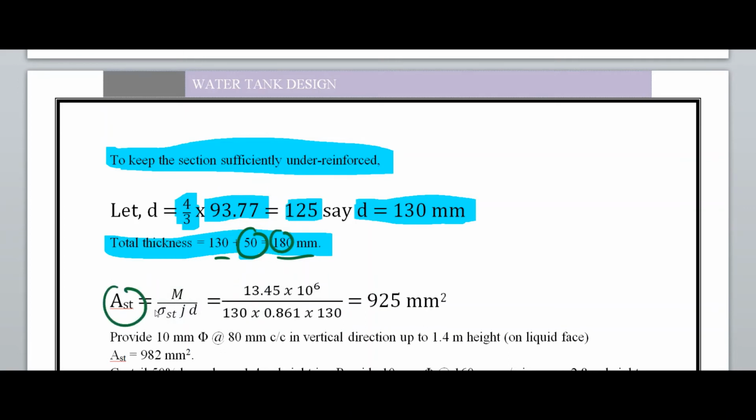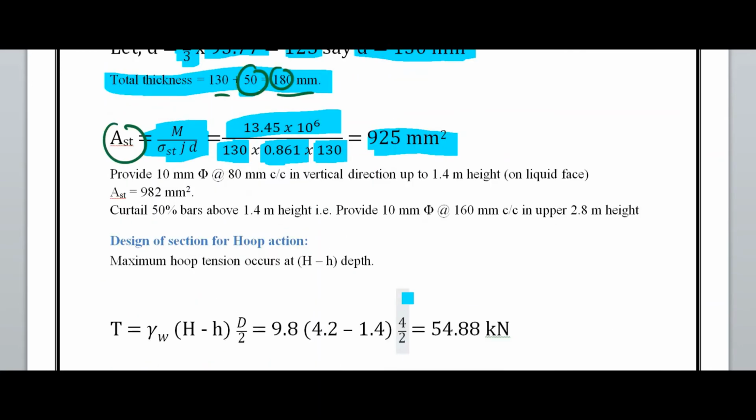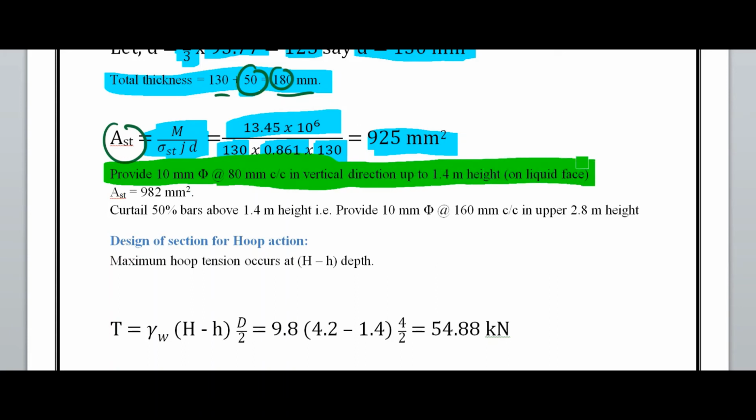So Ast is M upon sigma st into j into d. M we have, sigma st is equal to 130, j is 0.861, d is equal to 130. So 925 mm square. So we provide 10 mm dia at 80 mm center to center in the vertical direction up to 1.4 meter height.